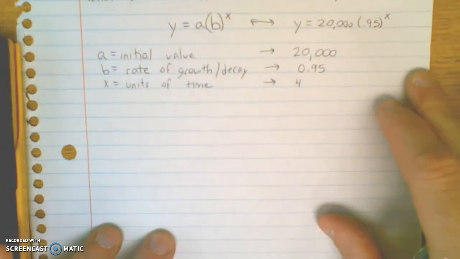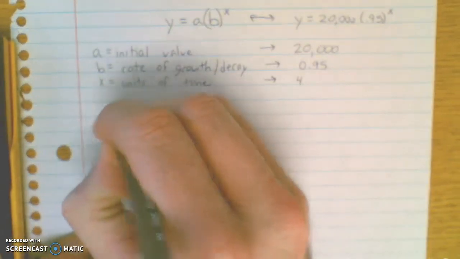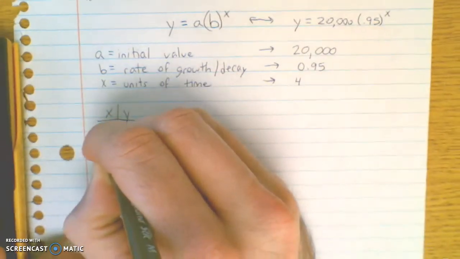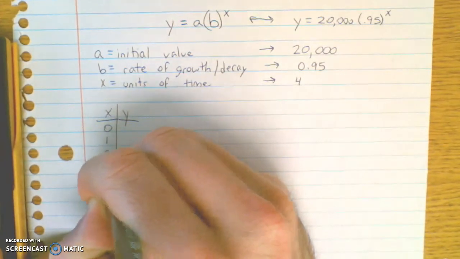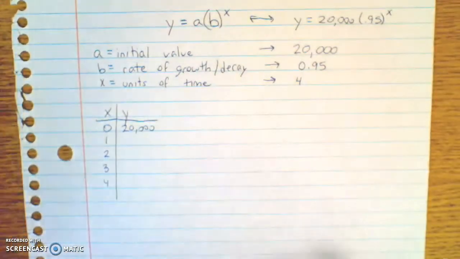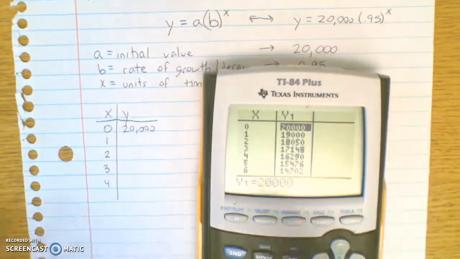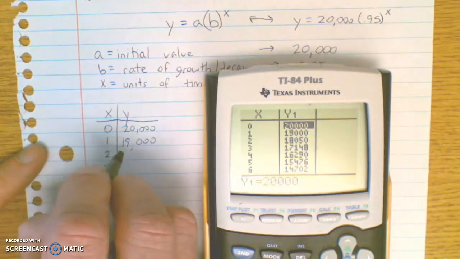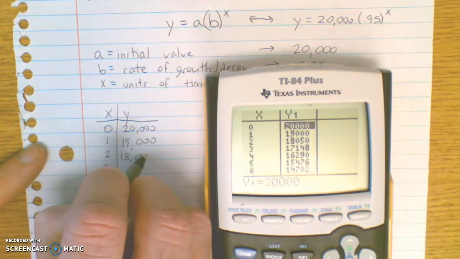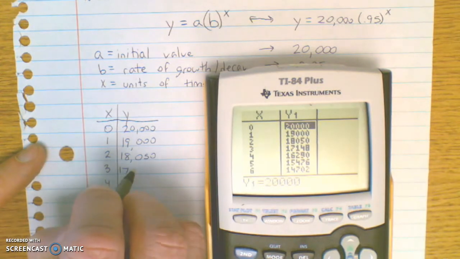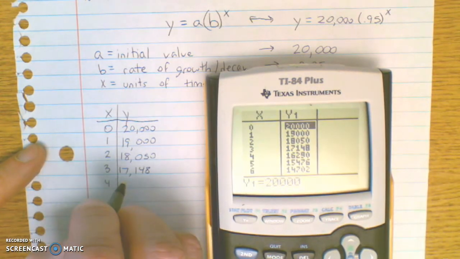So making a table, we have what the car is worth initially at $20,000. So right when you buy it, it's worth $20,000. And then we're just going to fill in those numbers over time. So after 1 year, it's now worth 19,000, then 18,050, 17,148, and then finally 16,290.